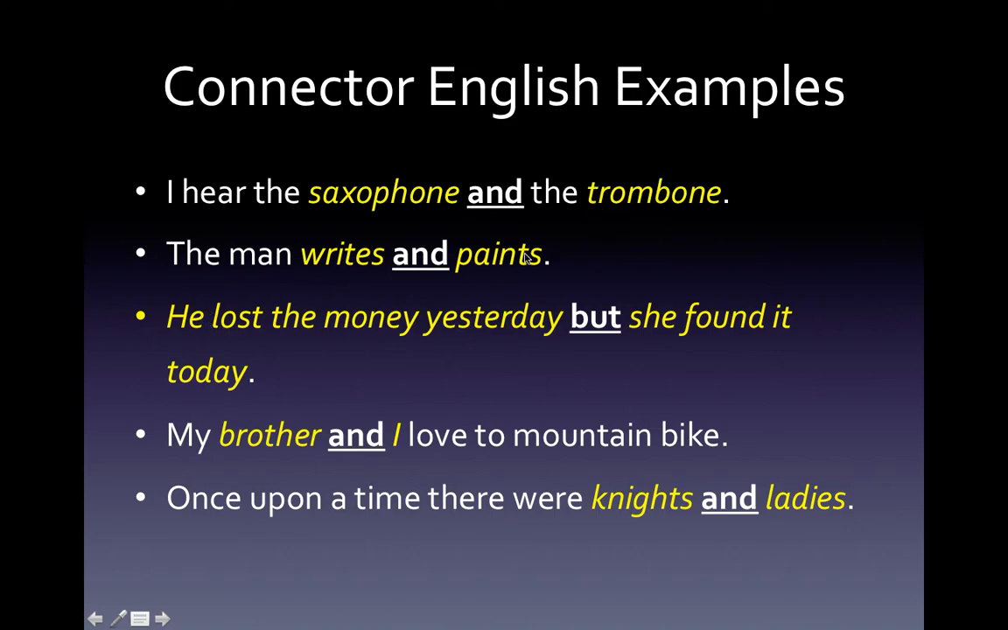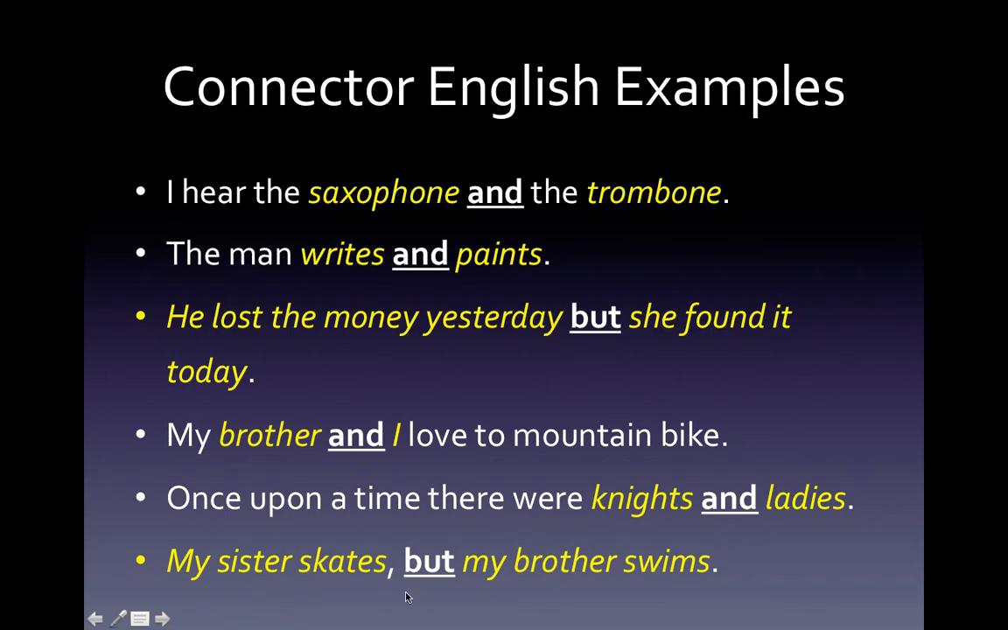So the man writes and paints. The man is gapped in the second half. This has no gapping at all because they're two complete clauses together. My brother and I love to mountain bike. I wouldn't say my brother loves to mountain bike and I love to mountain bike. So the verb and the direct object are gapped.